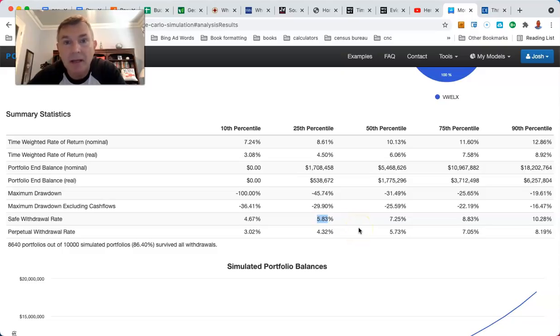I'm only at 5%. So if you stayed in the 25th percentile, you could take 5.83% a year. If you stayed in the 50th percentile, you could take 7.25. 50% of the time you have over 1.75 million left over when you're dead, adjusted for inflation. I'm like, why are we so stuck on these last things?